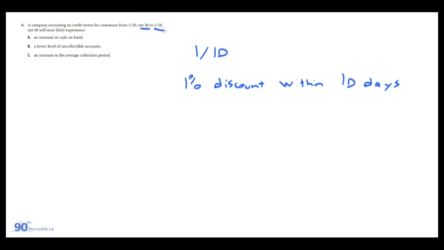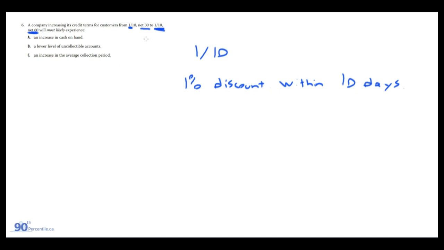So changing it from 1/10 net 30 to 1/10 net 60, what's going to happen? Well, there's no increased incentive here for them to pay early, right? They still have the 1/10, so a 1% discount in 10 days, but now they can also extend the remaining balance, or the full amount, out to 60 days. So there's no incentive for customers to really pay early. It's all up to chance.